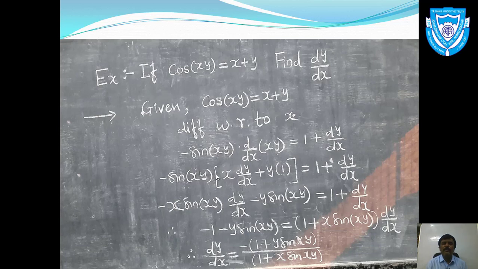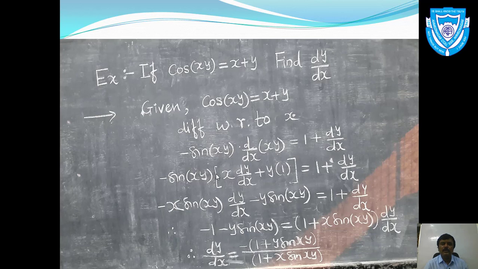we have taken both the terms containing dy by dx to the right hand side. Please observe this step. This step is very important because we are asked to find the value of dy by dx. Therefore we have to keep all the terms containing dy by dx on one side and the other terms on the other side. So in the second last step you can observe that we have taken dy by dx common, and we got 1 plus x times sine of xy inside the bracket.